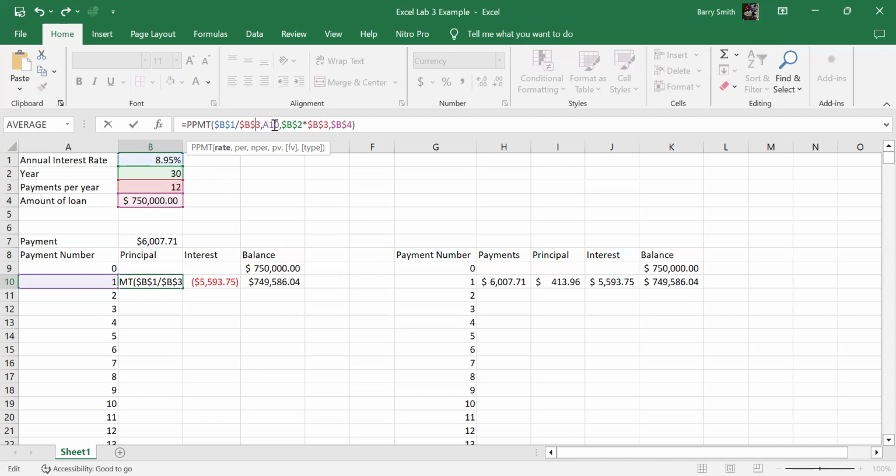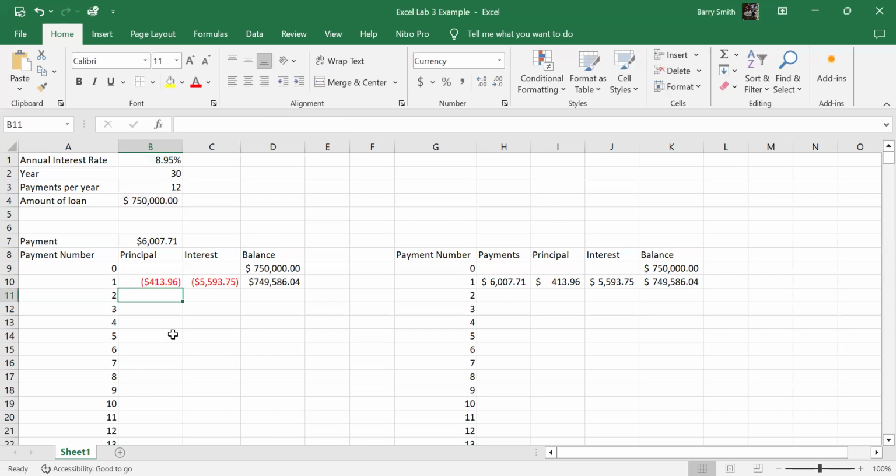Now, the next thing is going to be A10. That's going to be what payment number it is, so it's going to be payment number one. We don't want to put dollar signs there, because as we go to number two, we want that to go to A11. When we copy down, it adds one to our payment number. And then we want our B2, which is our number of years, times B3, which is the number of times per year we're going to do it. We want those to be set in stone too, so we want 30 times 12 always to be the case. And then our last thing is going to be our B4, which is our principal. And so we have that.